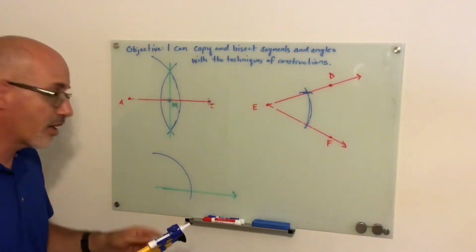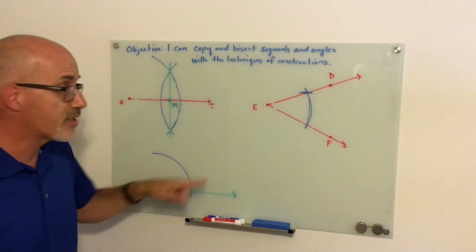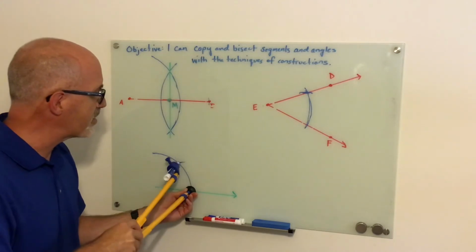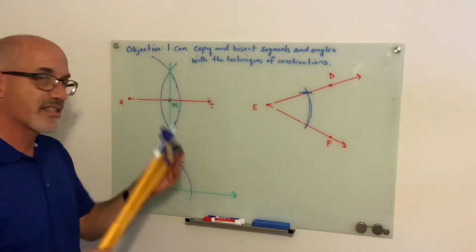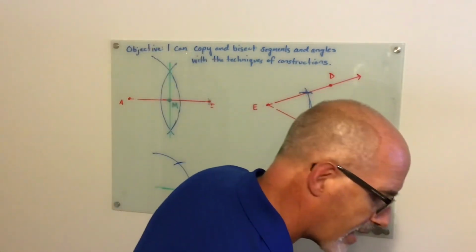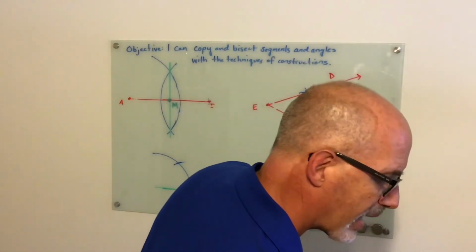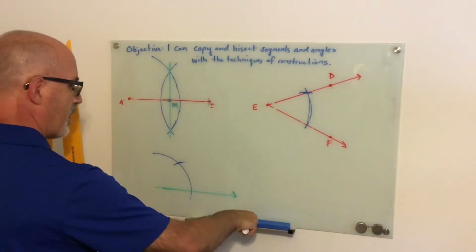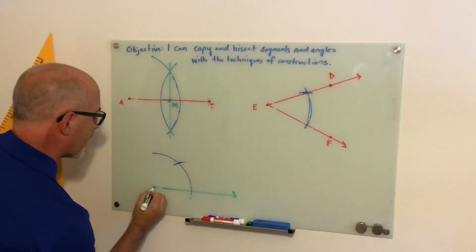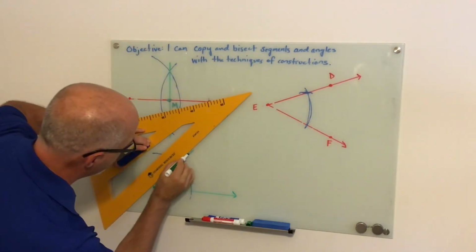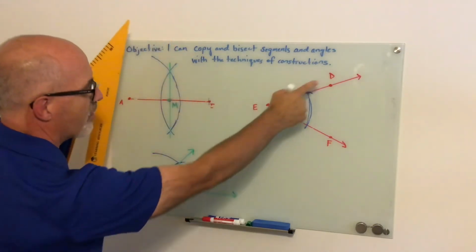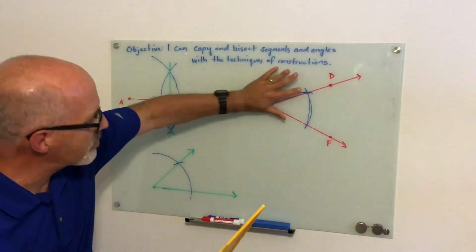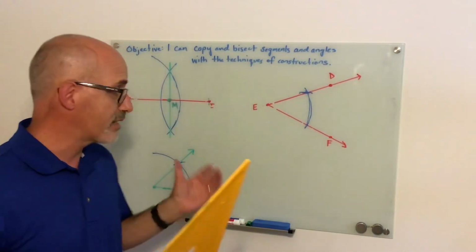I go back here, I have one spot where that arc intersects one of the rays, so I'll put it there. Now it's my job to see how far it is to where it intersects the other. This is a measuring tool to help measure that off. Once I have that, I can now connect the end point of my original ray here to there. And now I've copied angle DEF over here with the same angle measure. This angle measure and that angle measure are the same because I've copied it over.